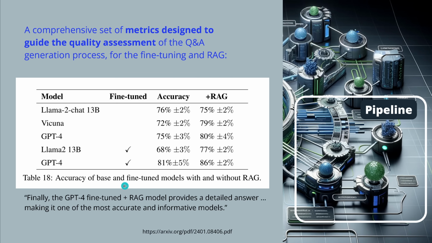But of course, Microsoft told us, hey, the GPT-4 fine-tuned plus RAG model provides a detailed answer, making it one of the most accurate and informative models. So Microsoft told us, hey, good news for Microsoft. You should pay for the GPT-4 by Microsoft. Then you fine-tune your GPT-4 on your Microsoft cloud infrastructure, and then you use the RAG system. Now, you pay for the RAG application on the Microsoft cloud infrastructure. So this is a win-win-win situation for Microsoft.